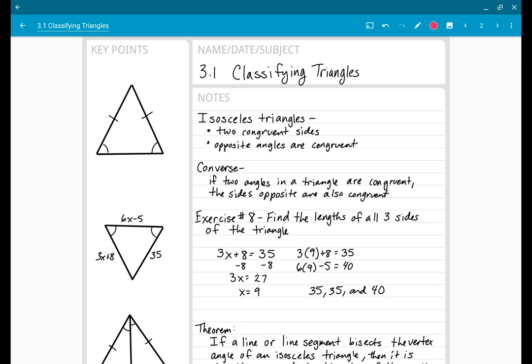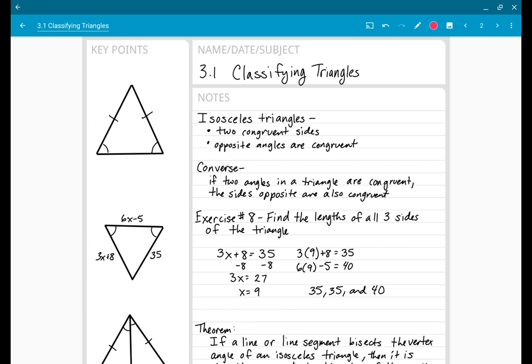Now, an interesting thing happens. There's also the converse of this same idea. So if you notice that two angles in a triangle are congruent, you can also assume that the opposite sides are congruent because, in fact, you have an isosceles triangle.